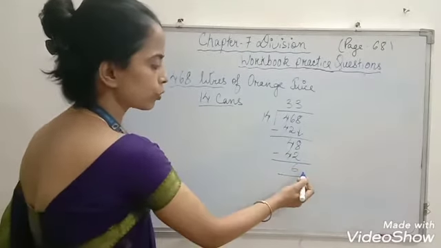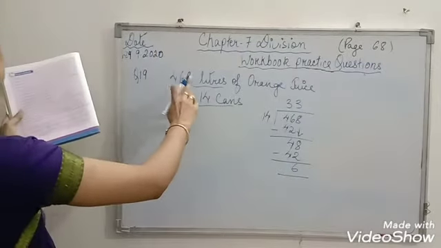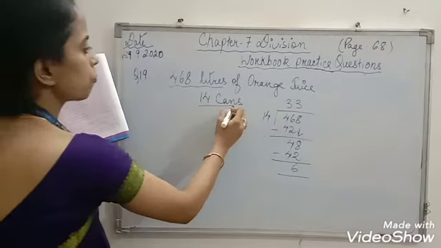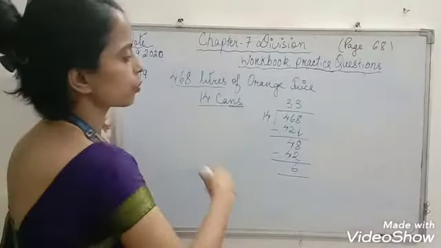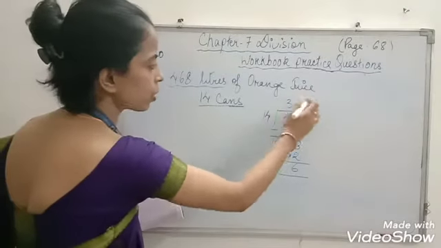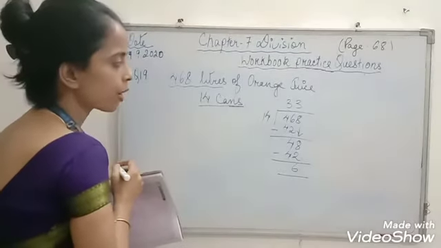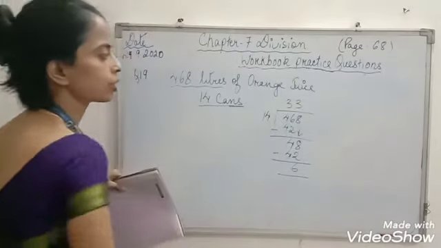So, remainder, how much did we get? 6. So that means 468 liters of orange juice, Maria pours an equal quantity in 14 cans. So, how many cans are equally filled? By the division, we got how much? 33. Alright? By doing division, how much did we get? 33.